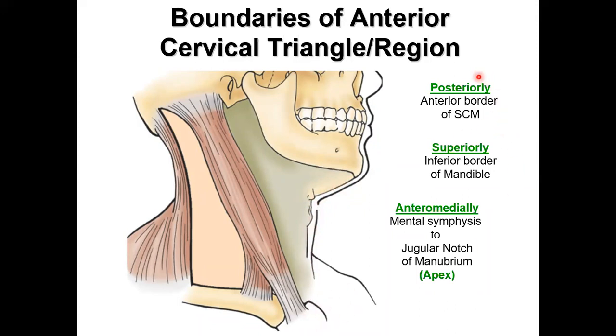So she talks about, again, the sternocleidomastoid and the inferior border of the mandible. But she also talks about the mental symphysis, the point of your chin, to the jugular notch as being the boundaries of that imaginary midline. So from the point of your chin to your jugular notch is how you draw that imaginary midline.